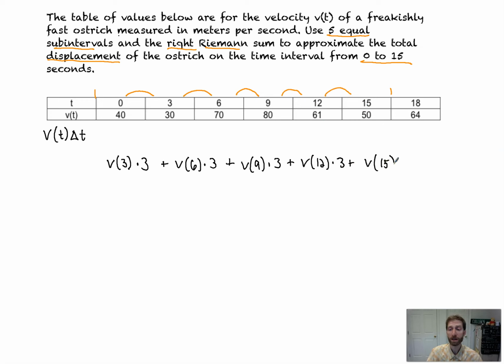of 15 times 3. So we can factor out that 3 from everything because it's in every term, and now just plug in the numbers that each of these represent, being careful to select the proper data. v of 3 is 30, v of 6 is 70, nice, v of 9 is 80, v of 12 is 61, and then v of 15 is 50.